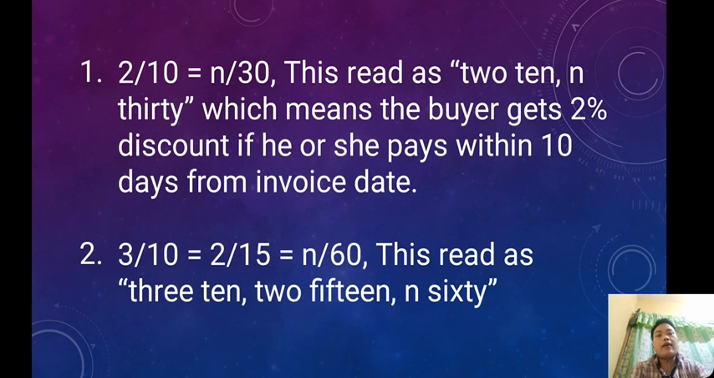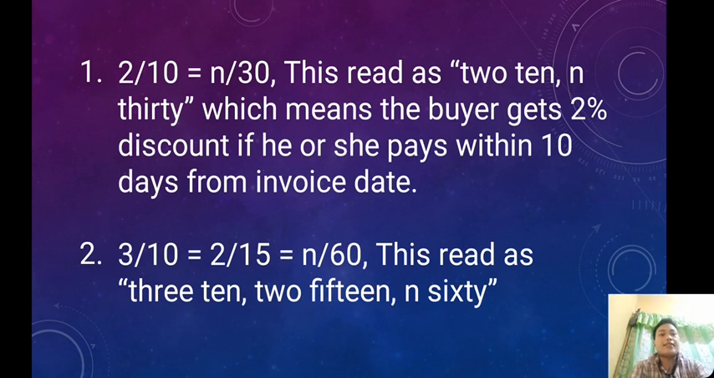While n/30, or 30 days, is what we call the credit period. Okay, so next we have 3/10, 2/15, n/60, or this is read as 3 ten, 2 fifteen, and n sixty.